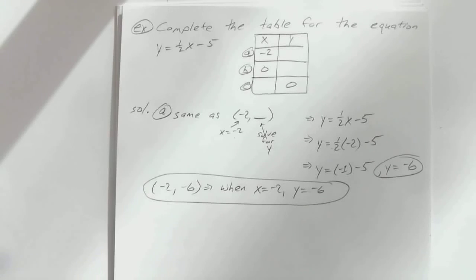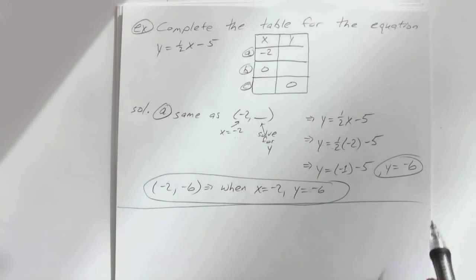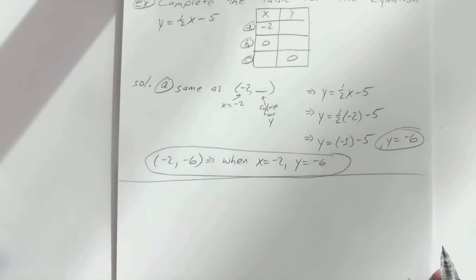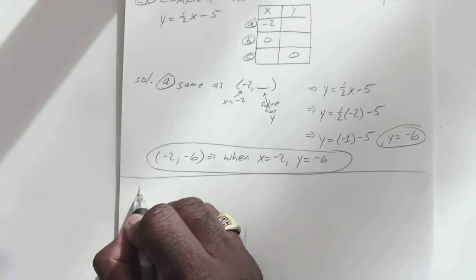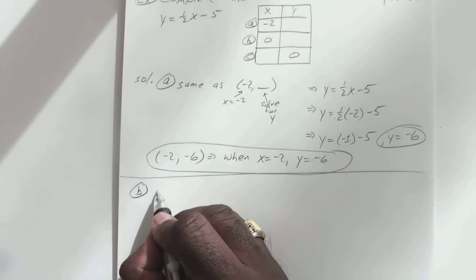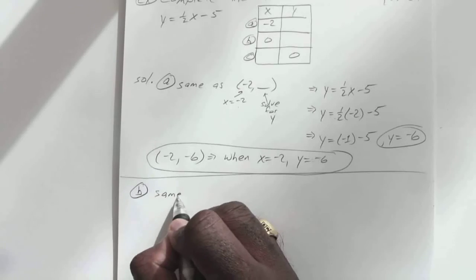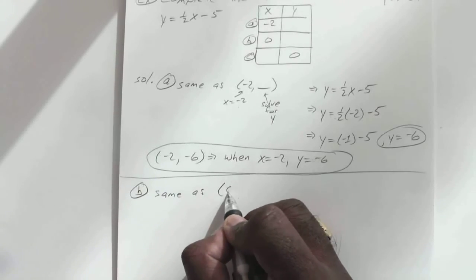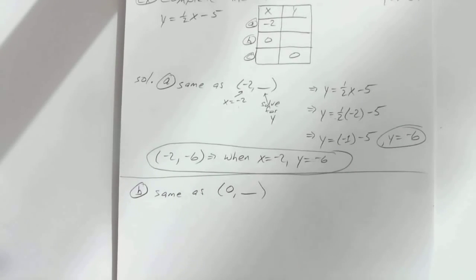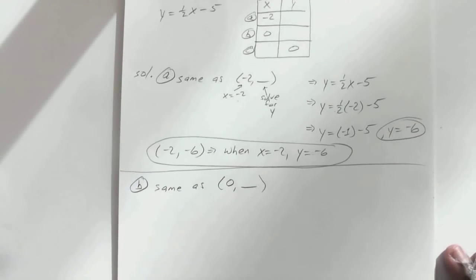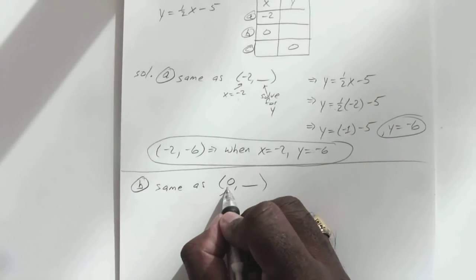Okay. We do the same thing for B. We know that x is equal to 0. So we know that that's the same as 0 and some unknown y. Okay. So we know that x is equal to 0, and we're going to solve for y.